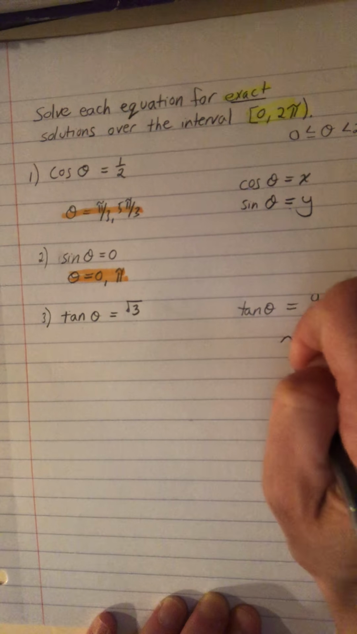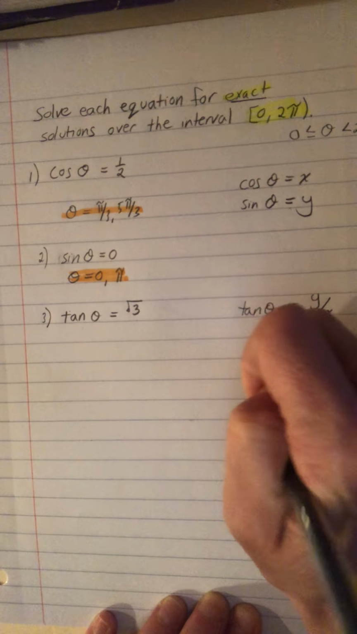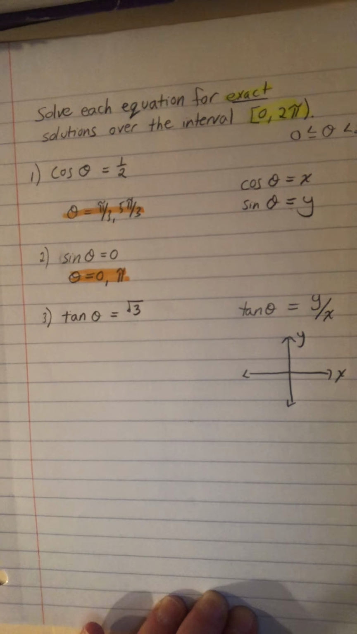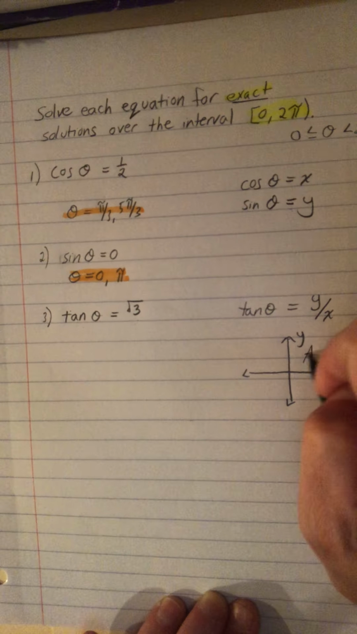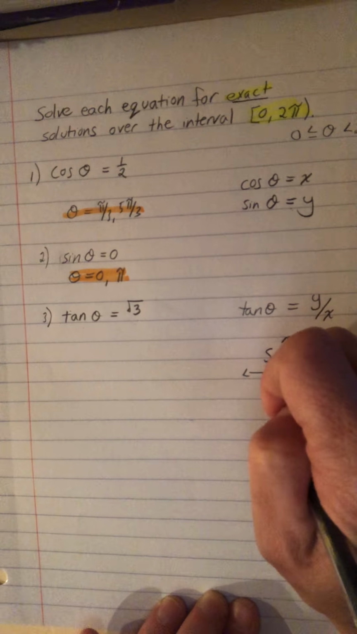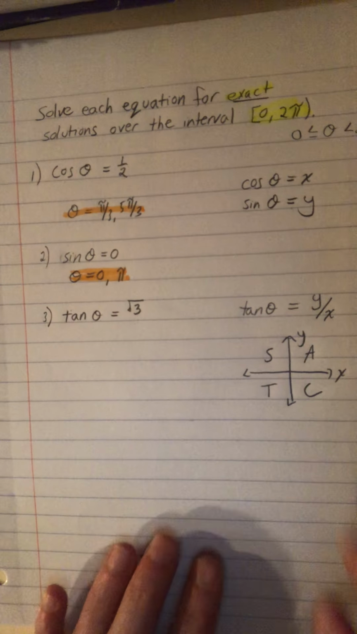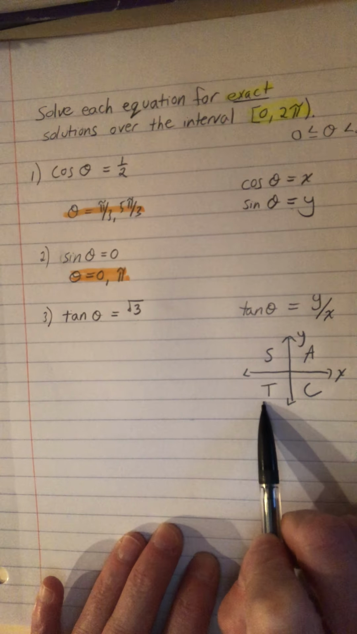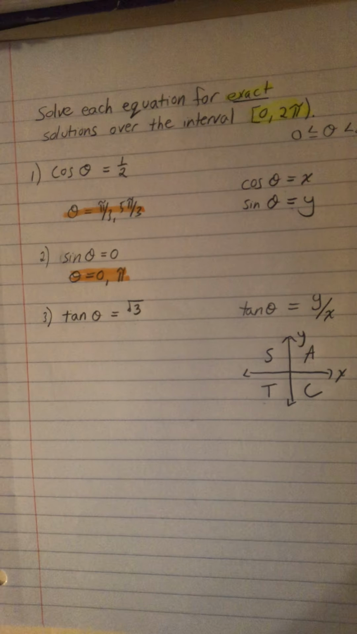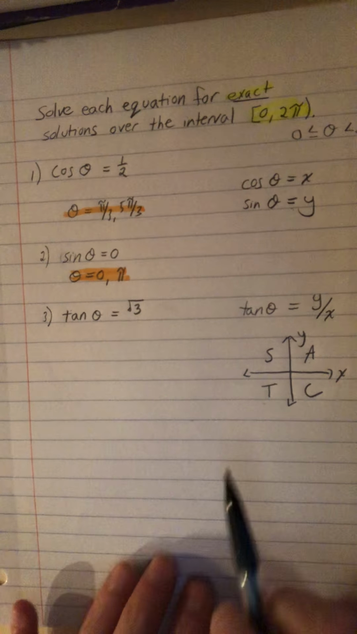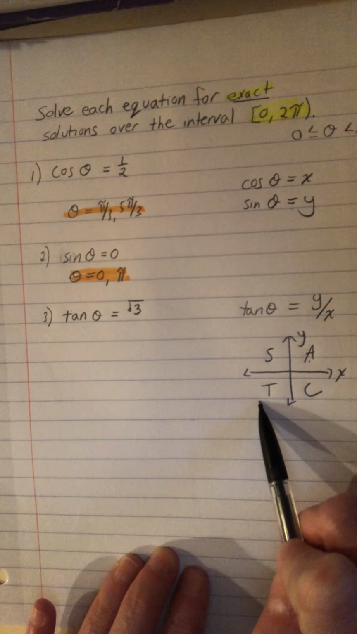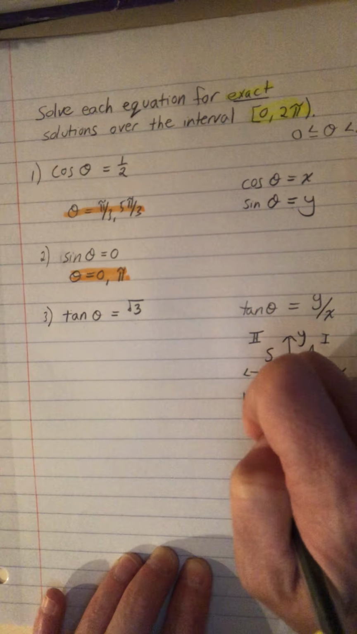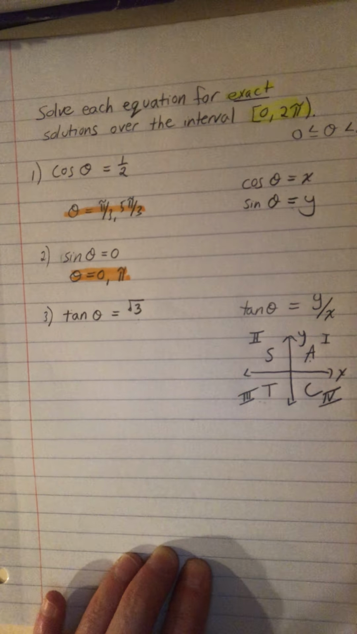We should all know when tangent is positive. If we think of our quadrants, and we think of our x and y quadrants, we went over, when do we know our sine, cosine, tangent are positive? We know all students take calc. That means tangent would be positive in quadrant 1 and in quadrant 3. So I need to look for a value that will reduce to root 3 that's in quadrant 1 and quadrant 3. So remember, it's going counterclockwise. 1, 2, 3, 4.